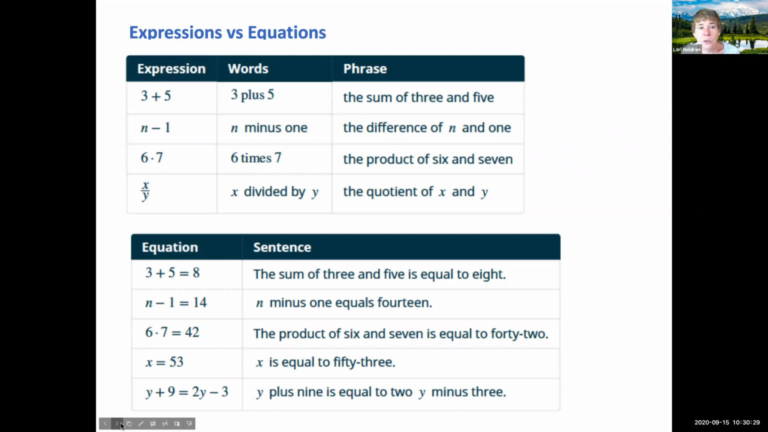Now, there's a difference between expressions and equations, and the only difference is basically the equal sign. An equation has an equal sign, an expression does not. So we can evaluate expressions and write them in words and phrases. We can solve equations, and we can write those in sentences. Here are some examples to look at for a second. What we're going to be doing in this video is just looking at expressions and evaluating them.